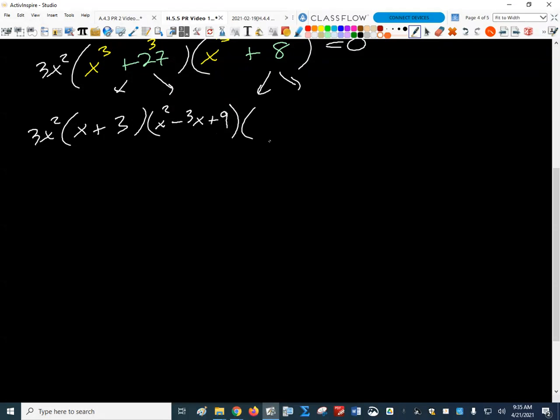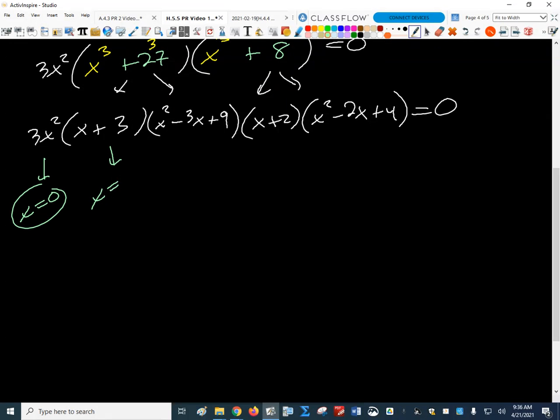Only this time, instead of 3's, we got 2's in there. So x plus 2 times x squared minus 2x plus 4, and that's all equal to 0. Okay, so we're essentially done. Now we just have to apply the zero product property. Well, our real zeros, we're going to get x equals 0, x equals negative 3, x equals negative 2.